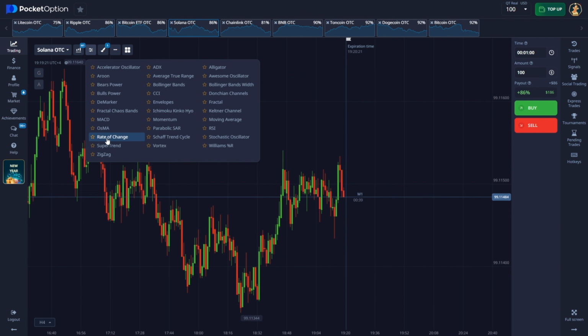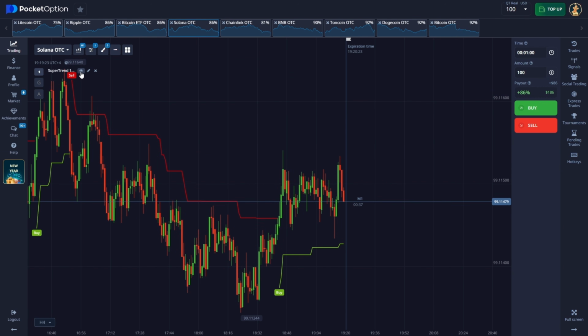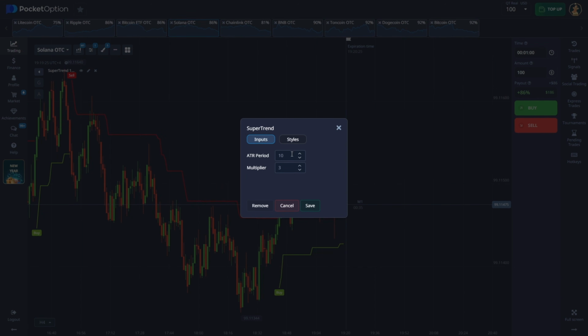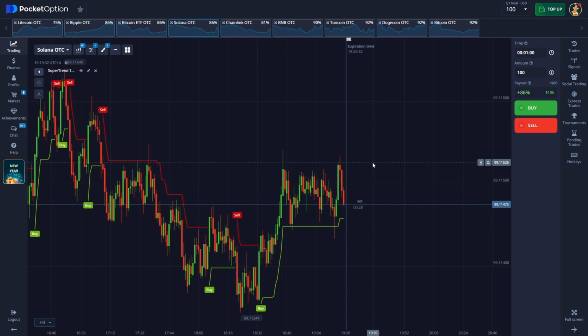First, go to the Indicators tab, select Supertrend, then head to the settings. Set the period to 15 and the multiplier to 2, then save it. Okay, now let's find our first trade. As you can see, I have $100 in my account.